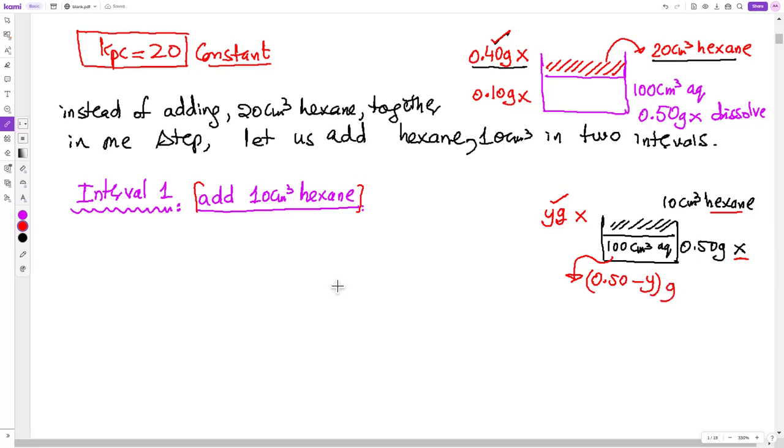You got this point or not? Yes, sir. Okay, now can we apply KPC on this? KPC is the concentration of X in organic divided by the concentration of X in aqueous. KPC value was 20, and KPC remains constant. So what is the concentration in organic solvent? Won't it be Y over 10? Oh, yes. Got it? Yes, sir.